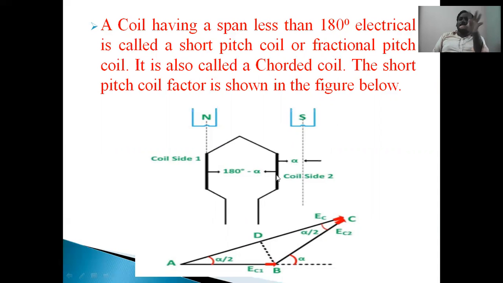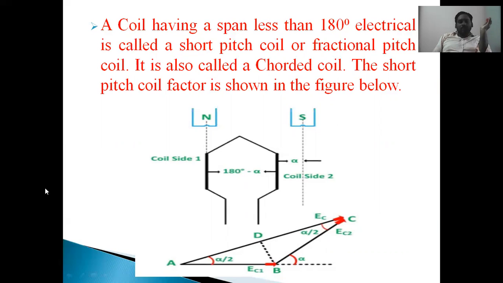Due to this short pitch or chording angle, the EMFs induced in the two coil sides are equal in magnitude, because their lengths are equal. But those two are out of phase, not in the same phase, so the directions are different. Since there is a phase difference, there is a resultant.